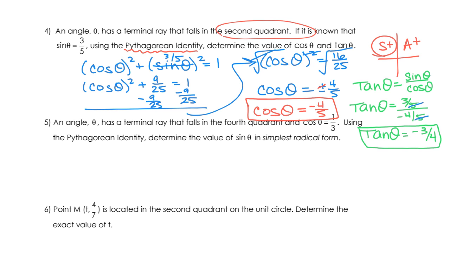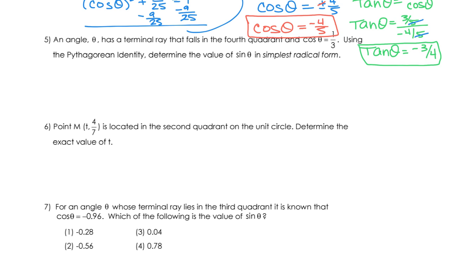All right, guys, number 5. It says an angle theta has a terminal ray that falls in the fourth quadrant, and cosine theta equals 1/3. Okay. Using the Pythagorean identity, determine the value of sine theta in simplest radical form. So again, because they said the Pythagorean identity, we're going to go ahead and start off with, I almost wrote the Pythagorean theorem, which is almost the same thing. Okay. It's just instead of a squared, it's cosine theta squared. Instead of b squared, it's sine theta squared equals our radius squared, which is 1.